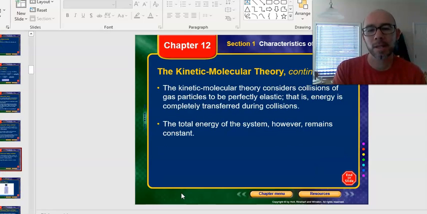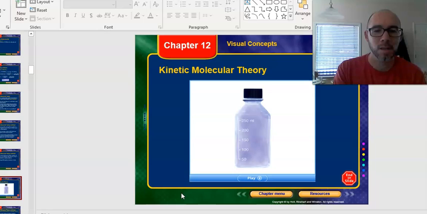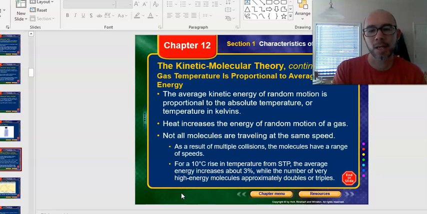The kinetic molecular theory considers collisions of gas particles to be perfectly elastic, which is pretty close to what you experience because they're so small. But the larger the gas particles are, the less perfectly elastic that gets. Energy is completely transferred during collisions. The total energy of the system, however, remains constant. Average kinetic energy of random motion is proportional to the absolute temperature, or temperature in kelvins.